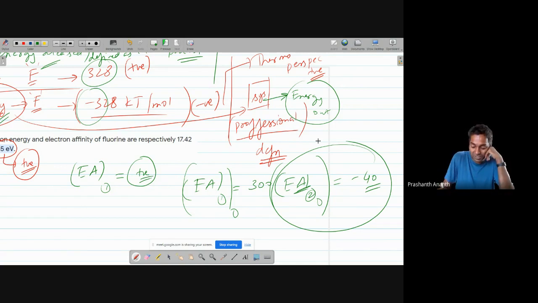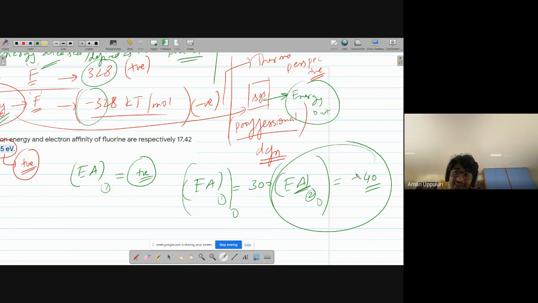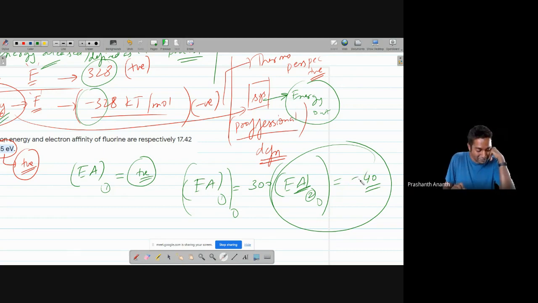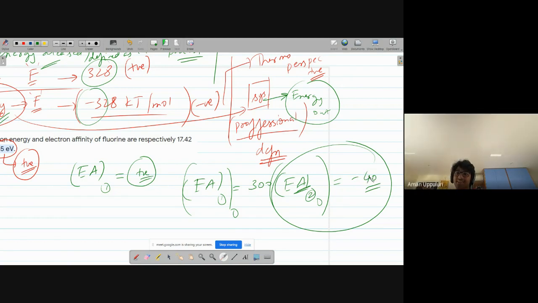You understand what this means here now? Yes, sir. So this is basically the same thing as what I was explaining to you. EA2, what is it? Electron gain enthalpy number 2. You have to supply energy. This is energy released. This is supplied. You understand what I mean by this? Yes, sir. I got it.